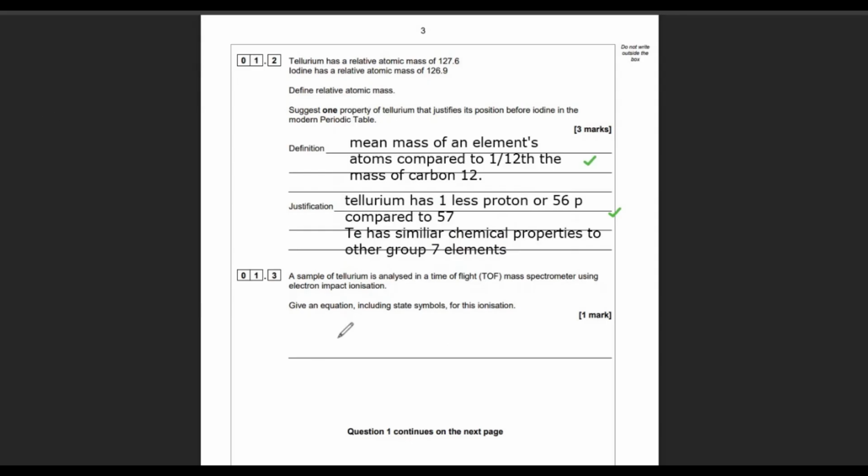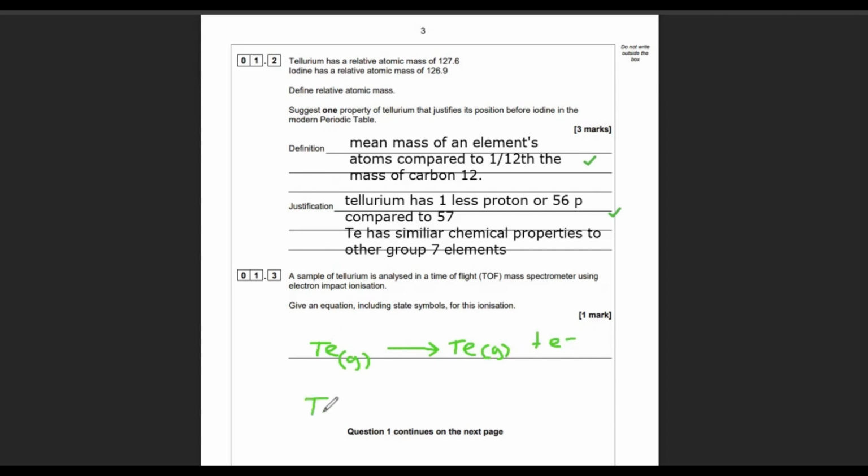So there's a couple of ways to do this. So we can do Te. Right, we can go Te. Now it's going to be in the gaseous state. So everything's going to be gaseous here. And Te starts off like that. It gets smashed by an electron. And what we can show is it becomes Te+ gaseous. So this is like ionization energy, basically. So I wonder if that will be acceptable.